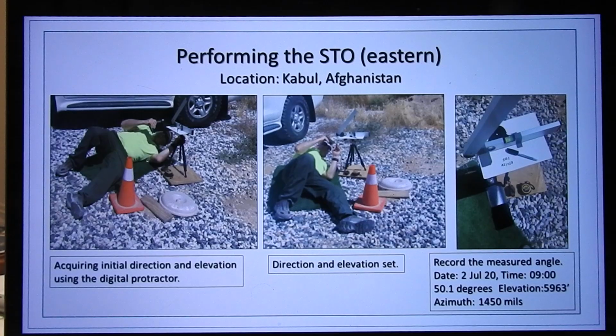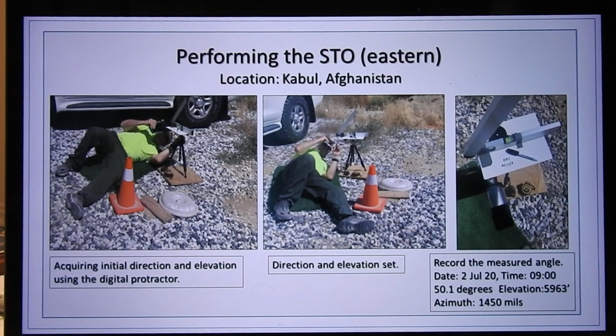These are some photographs from Operation Resolute Time, 2 July, where it was at 09. This was an easterly reading. STO is a solo timed observation. Basically, you got a reading of 50.1 degrees at an elevation over 5,000 feet. And again, this was done in a war zone, during the war in Afghanistan. This was Kabul, Afghanistan, Camp Scorpion.